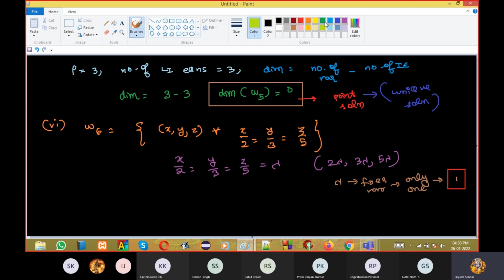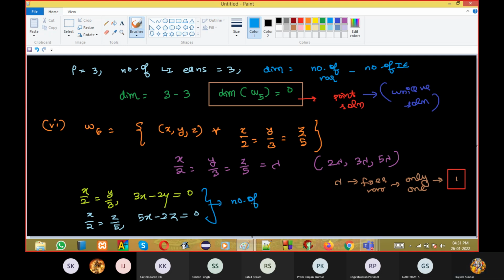One more way of doing this problem, I'll tell you. You can take these two equations together. You can say 3x minus 2y is 0, and 5x minus 2z is 0. You'll have only two independent equations. If you take this and this, take this and this, don't take this again, it will become repetition. So now we can say number of linear equations equal to 2. Dimension will be 3 minus 2, so dimension of W is 1.